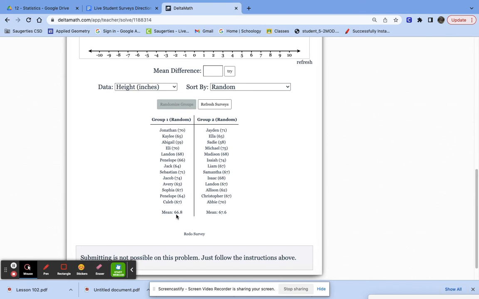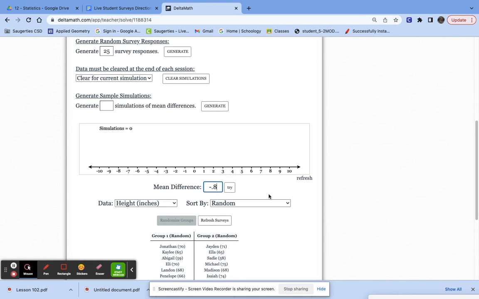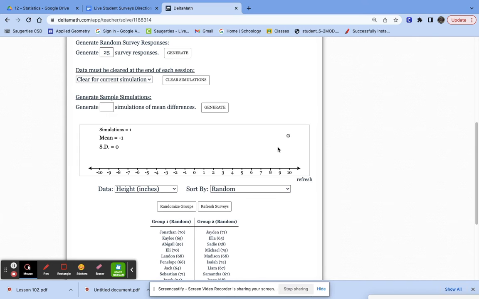So right now we always do group 1's mean minus group 2's mean. So that's 66.8 minus 67.6. That's going to be a negative difference, and that's negative 0.8 here. If I do 66.8 minus 67.6, I'm going to press try, and I'll scroll up so we can see what's going on. And here we see our little dot flying in, and negative 0.8 is closest to negative 1, so the dot flies there.